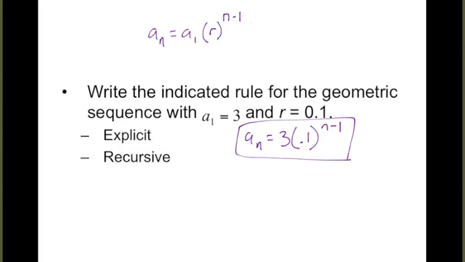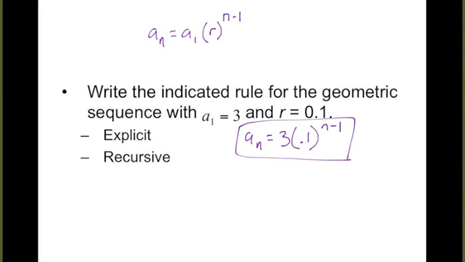And remember, we can't do any algebra or arithmetic on this to simplify it because order of operations says we have to do powers first, and we can't do the power because there's a variable up there. So we're not allowed to multiply that 3 and 0.1 and try to clean it up that way. It actually makes it wrong if we do that. So that's our explicit rule, and we can plug in any number we want, and we can find the term of the sequence.